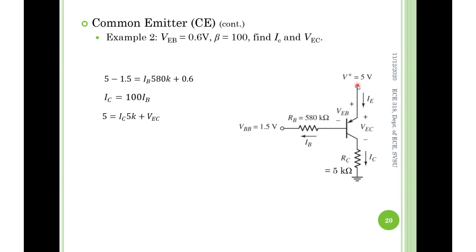Up here, then how to write this KVL? Beginning point voltage potential 5 minus the ending point voltage potential 1.5. The difference between these two equals VEB plus the voltage across RB, which is equal to IB times RB. Okay, this is how we come up with the first equation. Second equation is IC over IB equals the beta. Third equation is top to bottom: 5 minus 0 equals the VEC plus voltage across RC.